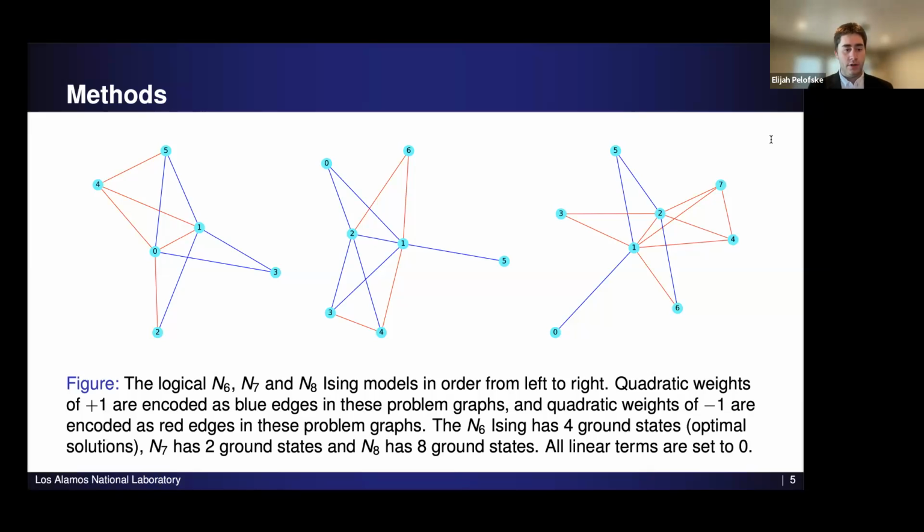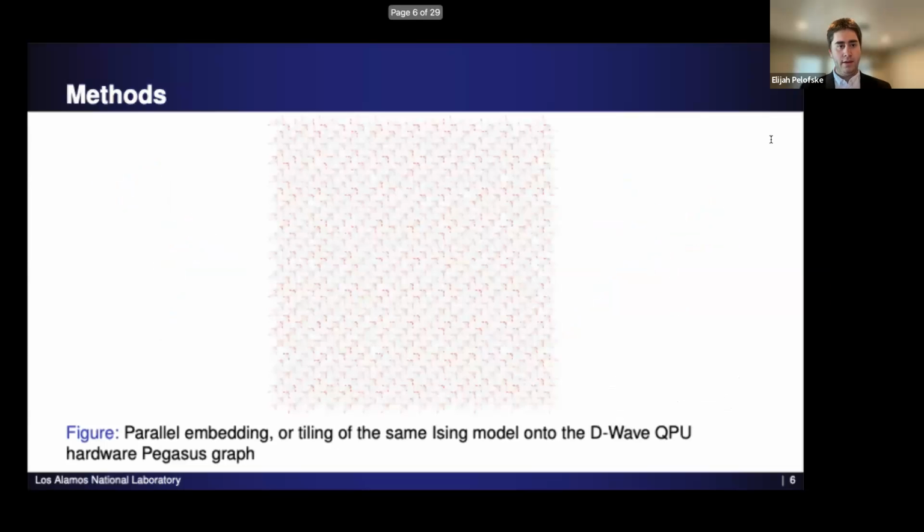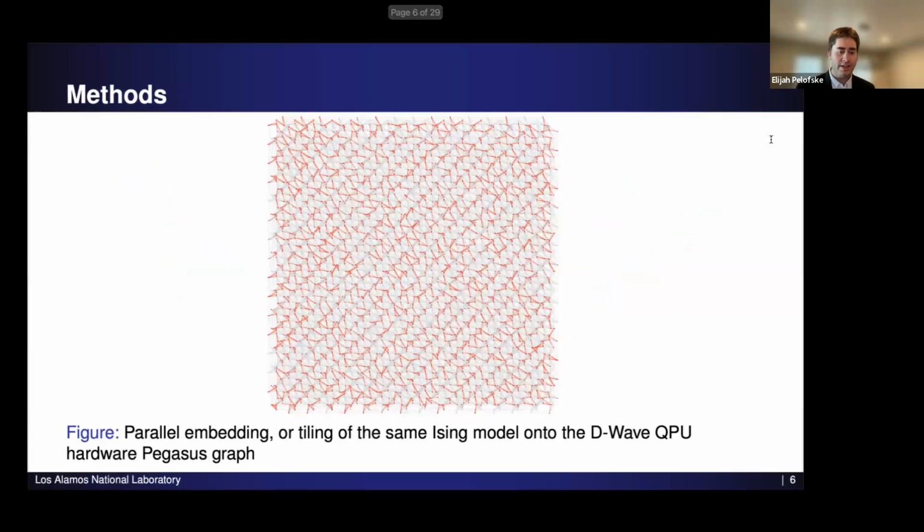Quadratic weights of +1 are encoded as blue edges, and quadratic weights of -1 are encoded as red edges in these problem graphs. These graphs are just showing visually what these Ising models look like. The cyan nodes are representing the linear terms. They have coefficients of 0, which we will need in order to plant the states using the H-gain state encoding method.